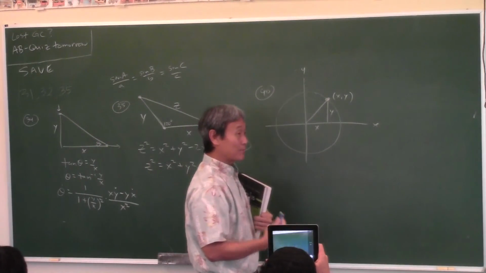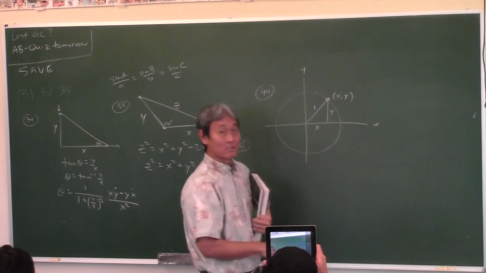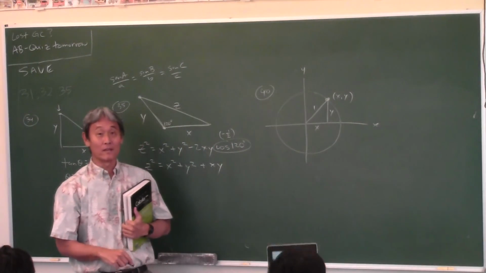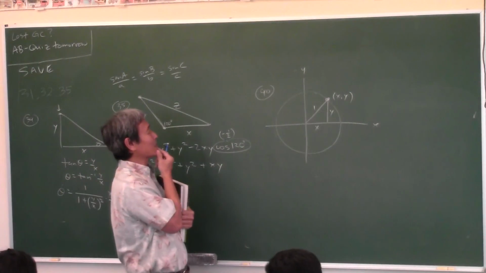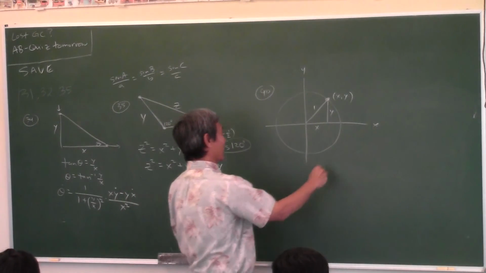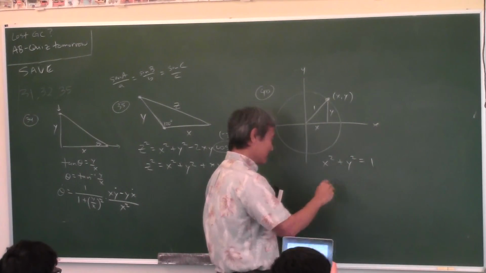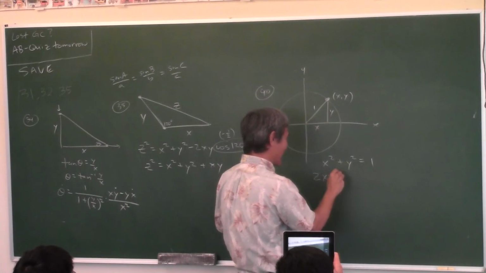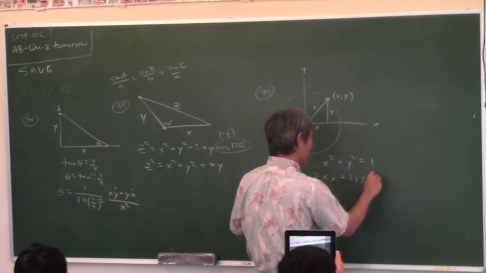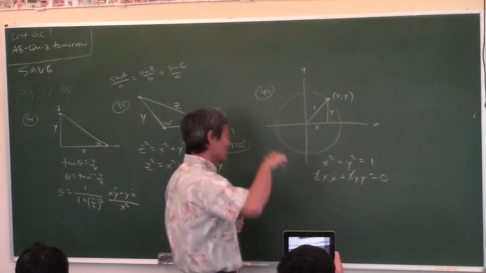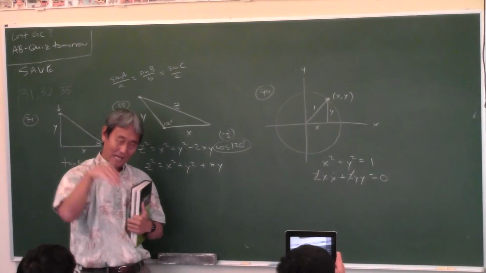Now, this problem is easy because they told you that this is a unit circle. The radius is 1. So let me look at this picture. What equation can I write? x squared plus y squared equals 1 squared. Take the derivative, 2x x dot plus 2y y dot equals 0. Divide by 2. Just plug in the numbers and you get the answer.